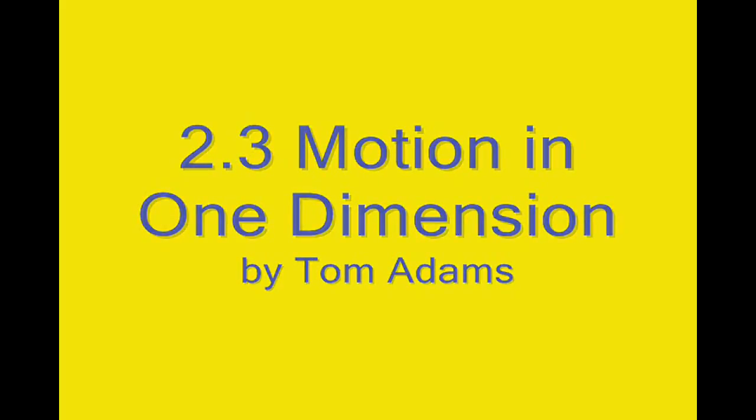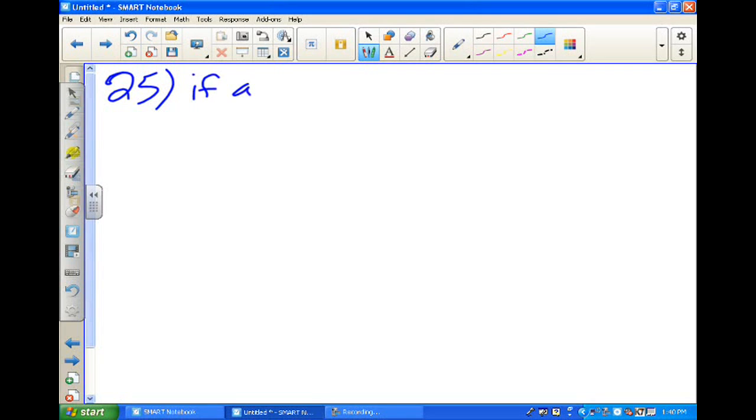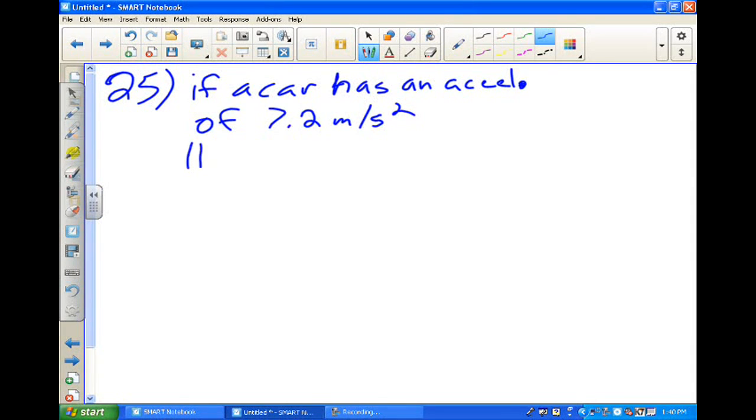2.3 Motion in One Dimension by yours truly. For problem number 25, we're asked that if a car has an acceleration of, I believe it is 7.2 meters per second squared, how long will it take for it to go from 0 to 60 miles per hour?